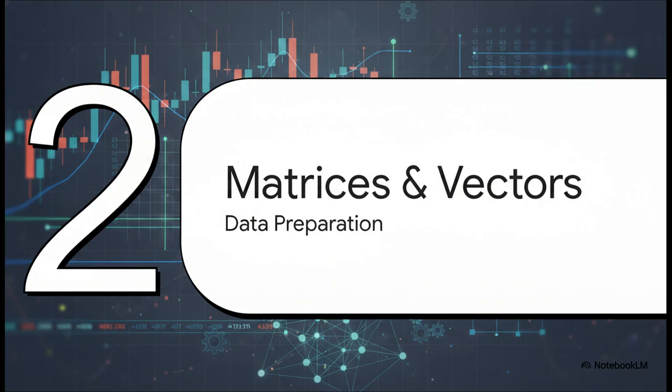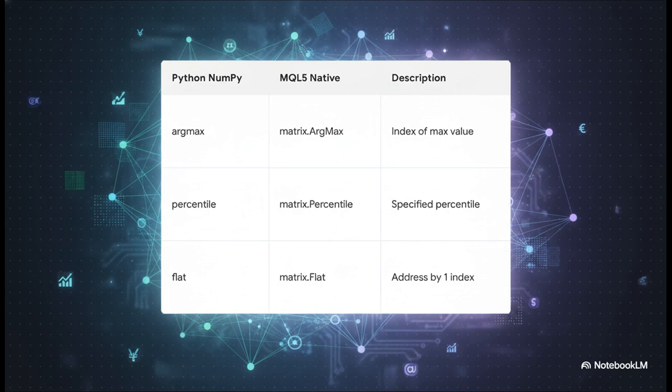Section 2. Matrices and Vector Integration. Okay, so before we can actually run that AI, we have to prepare our data efficiently. In the past, if you wanted to process complex arrays in MetaTrader, you often had to write these incredibly complex, custom dynamic link libraries in C++ just to get the speed you needed. Honestly, it was an absolute nightmare of debugging.